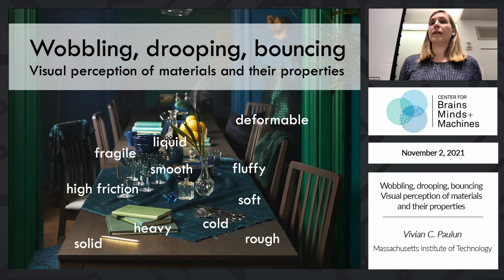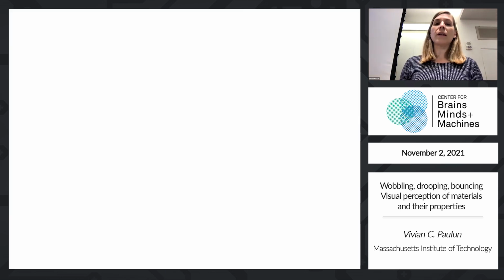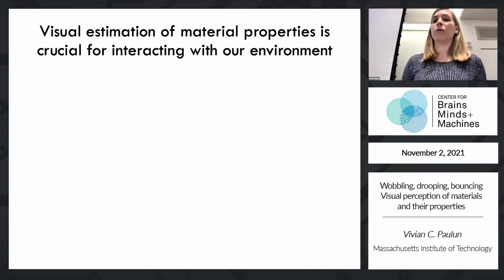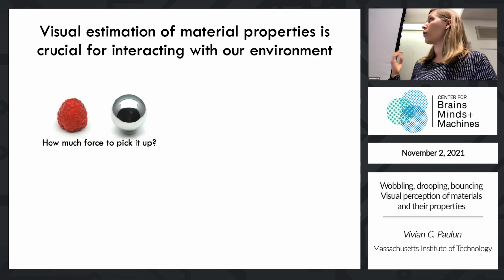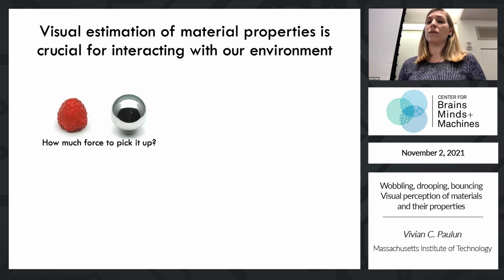We can, for example, anticipate how objects are going to respond to an applied force. This is why visual estimation of material properties is crucial for interacting with our environment, because we can anticipate and predict what's going to happen, and we can plan our actions accordingly. So for example, we can adjust the force with which we pick up an object so that it's enough to lift the object, but not too much to squish it.